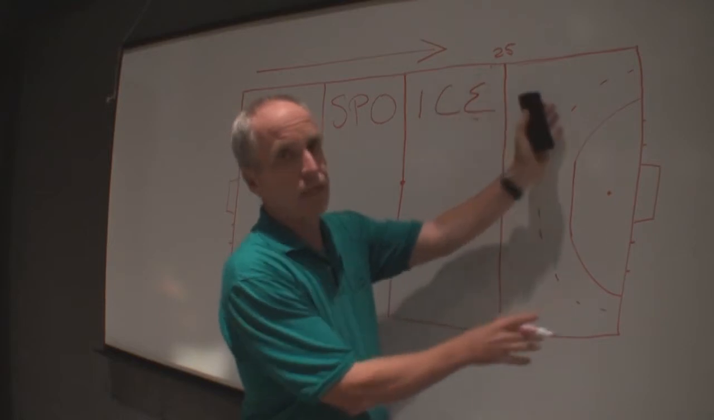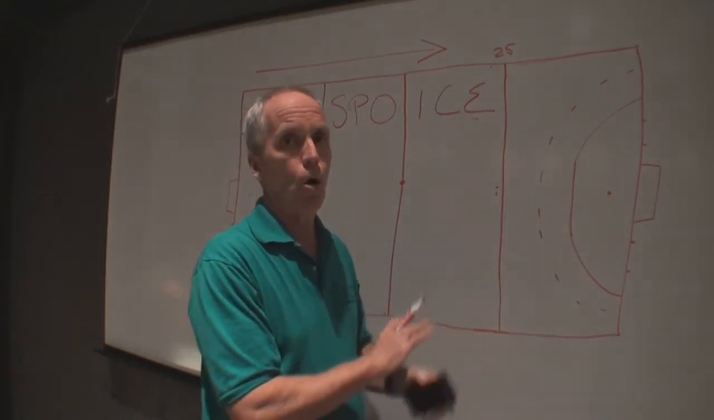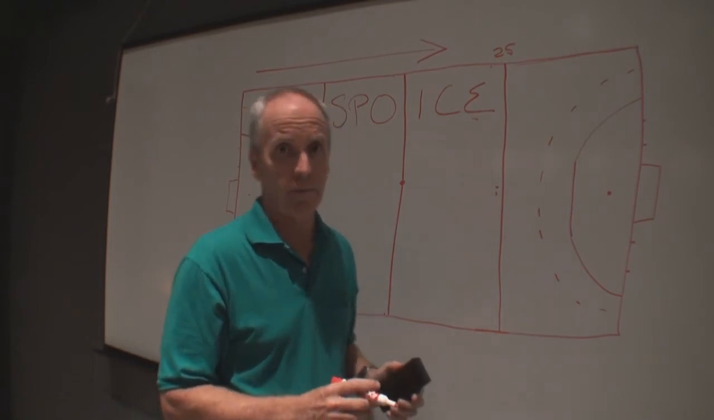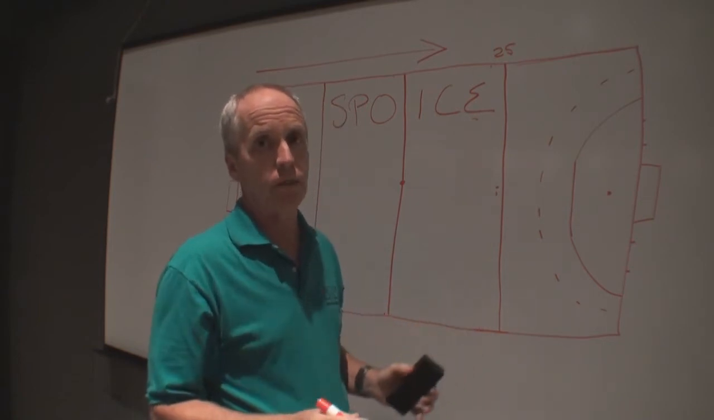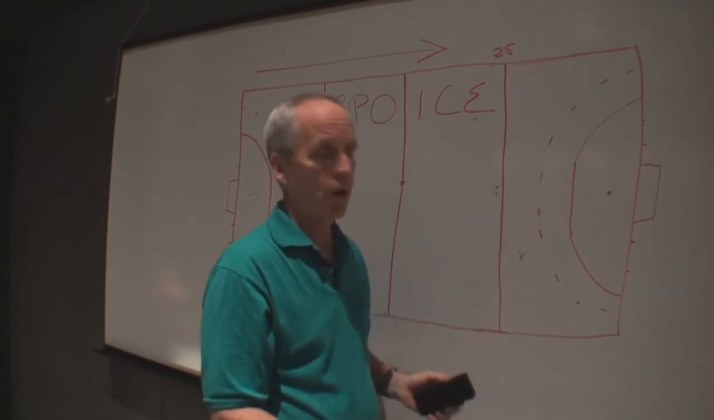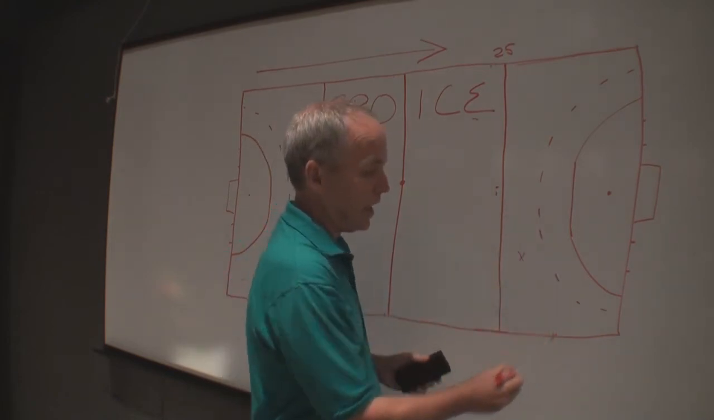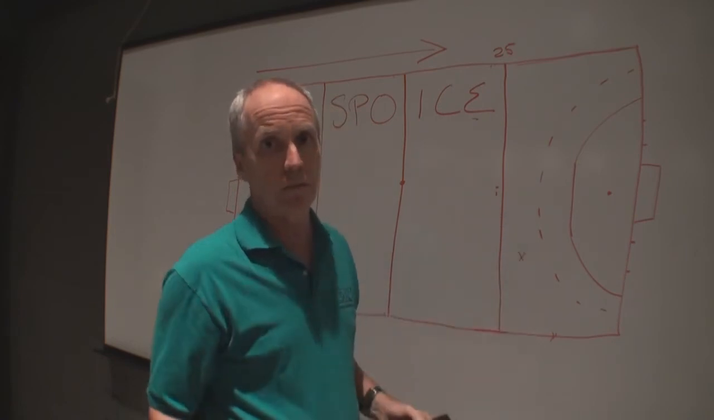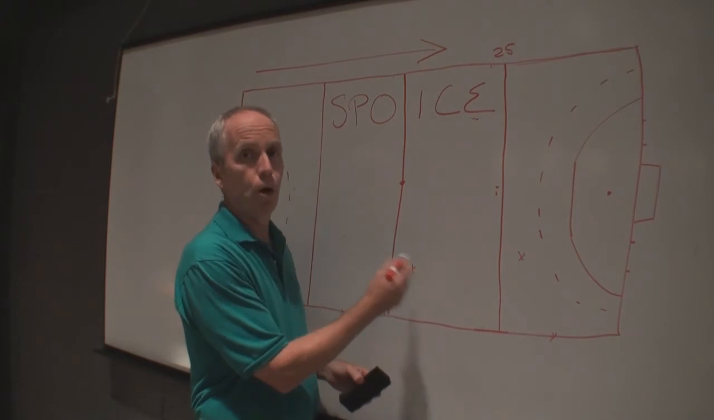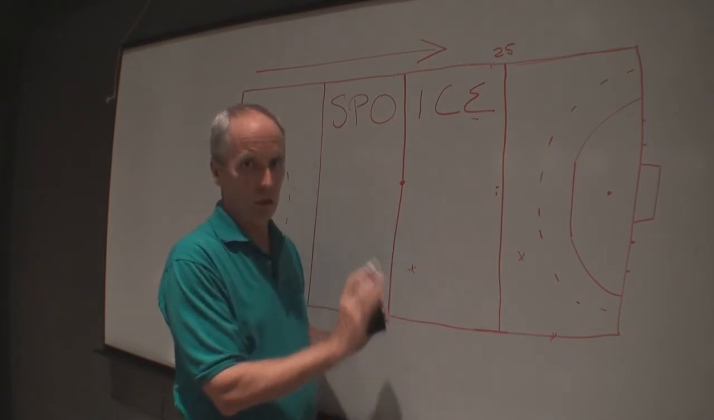Another requirement inside the 25 is that all other players, except for the restarter, have to be 7 yards away. Everybody has to be 7 yards away. So if you have a free hit here, everybody is 7 yards away. If you have a free hit from the sideline or a side-in, everybody has to be 7 yards away. Up here, outside the 25, only opponents have to be 7 yards away, just like last year.